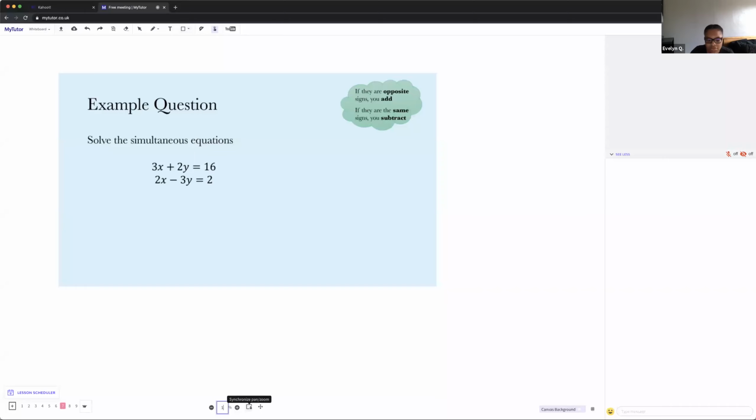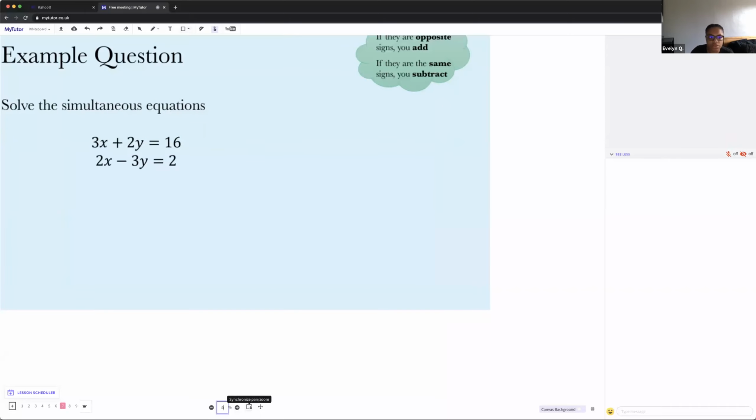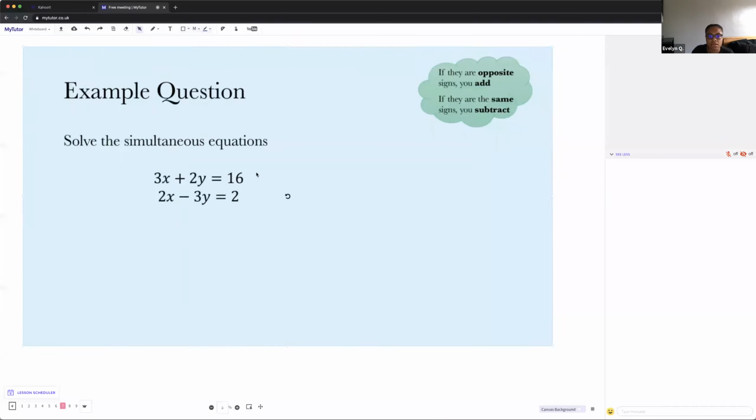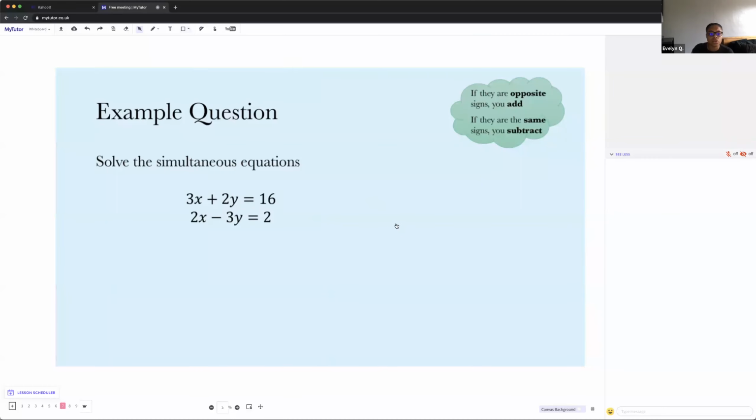I'd like you guys to have a go at answering this question, and I'll zoom in a little bit as well for you to see it a bit easier. So look at the numbers in front. If they are not the same, you might have to multiply one of the equations by something, or even both of them by something, to make sure that those numbers in the front are the same. Once you've made them the same, you're either going to add them or subtract them, depending on what the signs of the numbers are, and then solve it. So I'd like you guys to have a go at that for me.